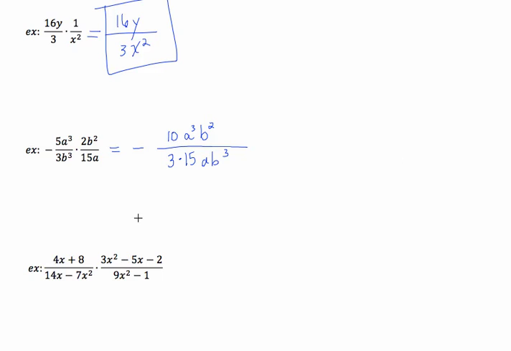And let's see, simplifying. On these coefficients, 10 breaks down into 5 and 2, and 15 breaks down into 5 and 3. So we can take a 5 out of the 10 and out of the 15. And we have an a cubed divided by a, so one of those a's will cancel with this a in the denominator, leaving us with a squared. And b squared over b cubed, so 2 of the b's cancel, leaving us with b to the first. So we're left with 2 times a squared over 3 times 3, or 9, times b. So there's the simplified product.